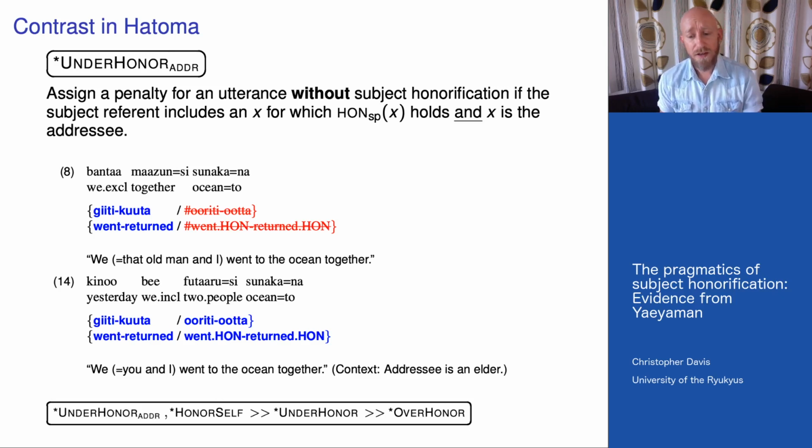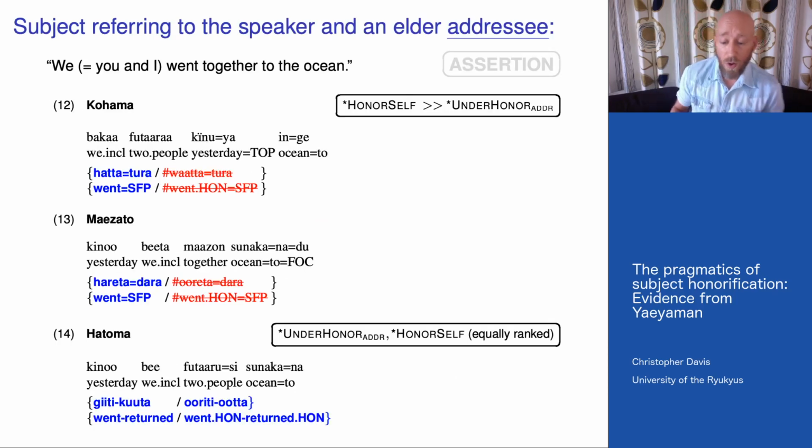Now, in terms of ranking, the optionality exhibited in 14 means that this addressee-specific star under honor constraint and our star honor self constraint, that is, our constraint militating against self-honorification, are unranked relative to one another in Hatoma. Looking back again at all three varieties, the data so far show that in Kohama and Maezato, the constraint against self-honorification is going to outrank the constraint against under-honoring addressees, while in Hatoma, these two constraints are equally ranked, and thus honorification in this kind of sentence is optional.